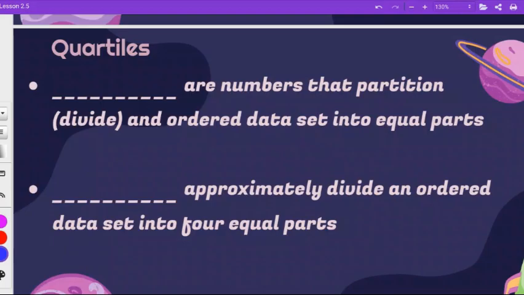First blank, we should have a fractile. They are numbers that partition or divide an ordered data set into equal parts. Okay, and then the next one is quartile. Is approximately dividing an ordered data set into 4 equal parts. Okay, and so this is going to be important, especially when we're creating a box and whisker plot.